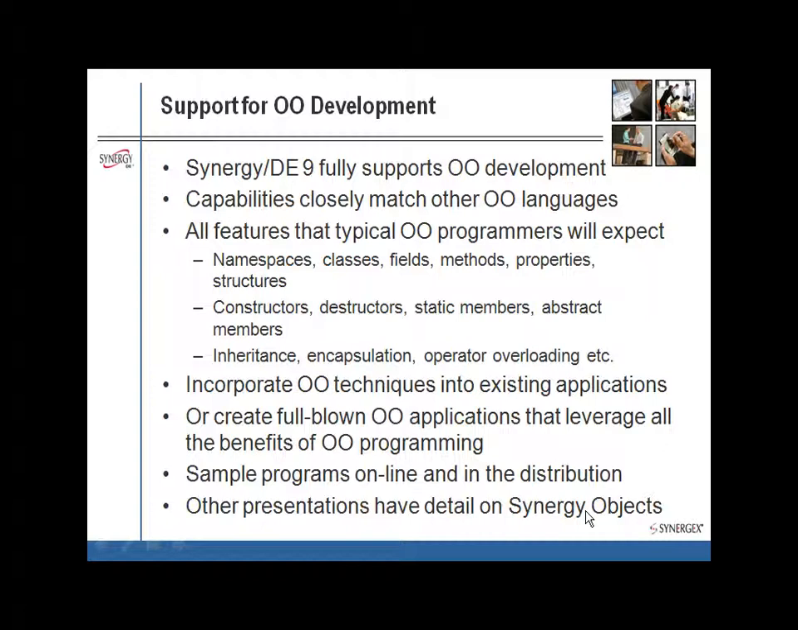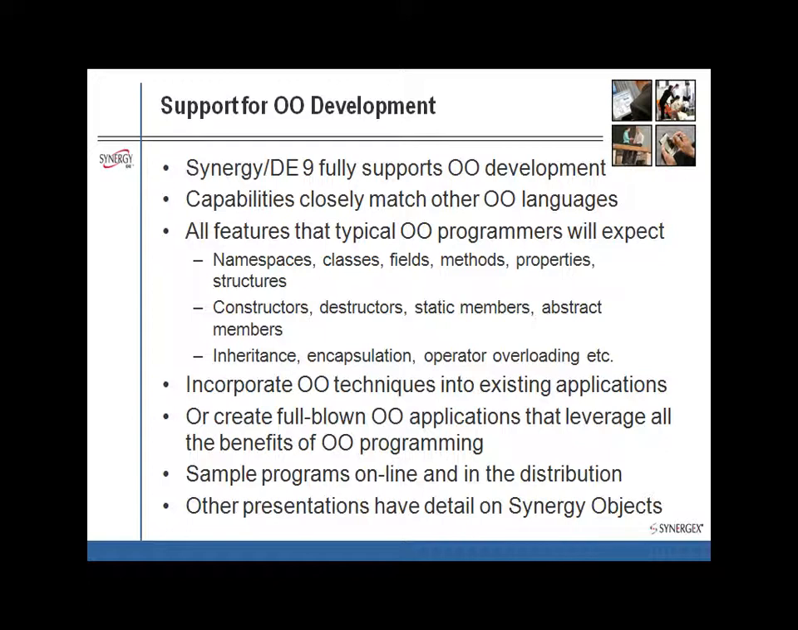For those of you who may be interested in the OO capabilities of Synergy version 9.1, let's take just a couple of minutes to provide a very high-level summary of what is now supported. Synergy language now supports a relatively comprehensive set of OO development techniques, and the implementation and support for those techniques has a very high level of compatibility with the capabilities of other leading object-oriented programming languages, such as C# or Java. Synergy supports all of the mainstream OO capabilities that OO developers would expect, including support for namespaces, classes, fields, methods, including constructors and destructors, properties, structures, static and abstract members.